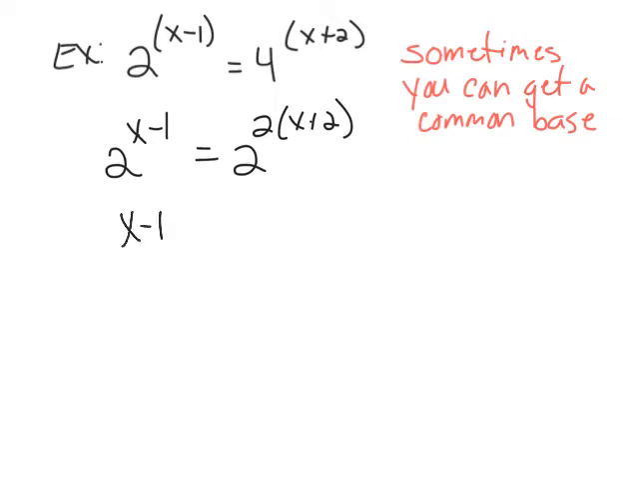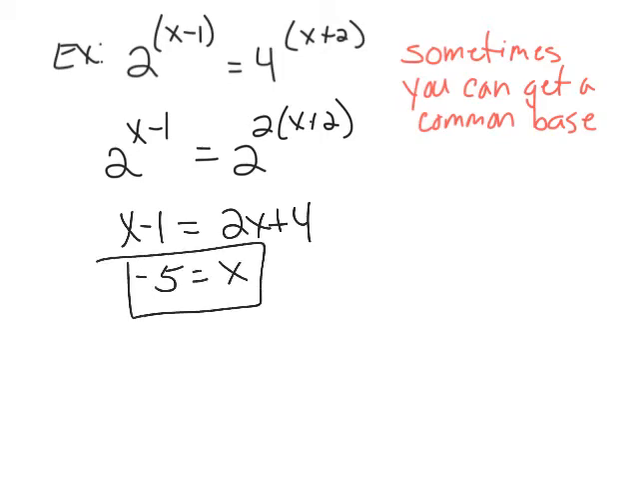Now I know you solved these last year. x - 1 is equal to, I'm also going to distribute, 2x + 4. And then it turns into a really simple problem. If I subtract 4, I get negative 5. If I subtract x, I get x, and x is negative 5. I don't even need an approximate answer. The exact and approximate are the same.